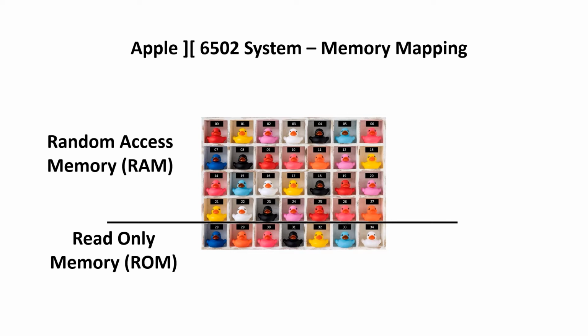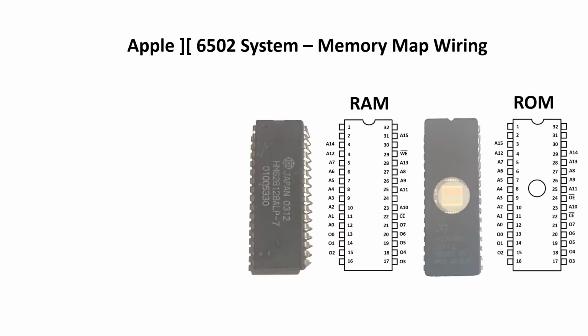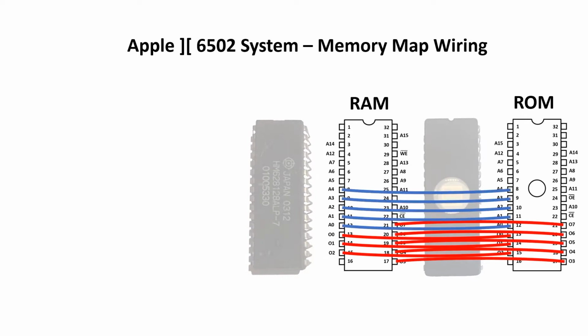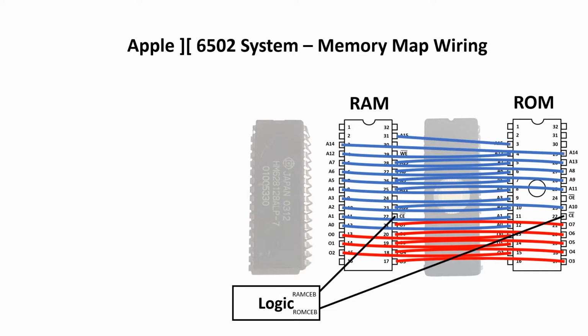How do we do this? Well, first we wire all the data lines and all the address lines of the ROM and RAM together. And note that I like to use red for data lines and blue for address lines. Both the ROM and the RAM have a signal called chip enable, and the chips are only active when this signal is set to 0 volts. If the chip detects 5 volts on this wire, it goes into its idle mode.